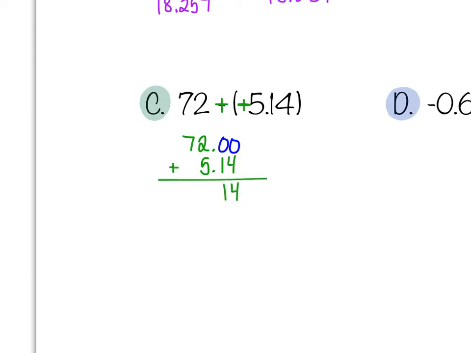4, 1, 2, and 5 makes 7. 7, nothing makes 7. So we have positive 77.14, or 77 and 14 hundredths as our answer.